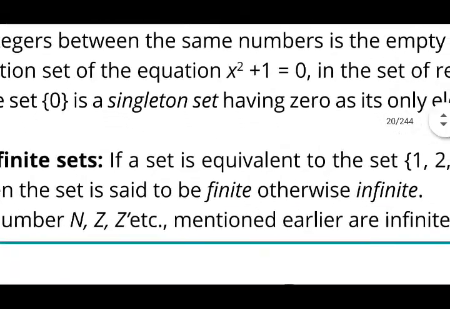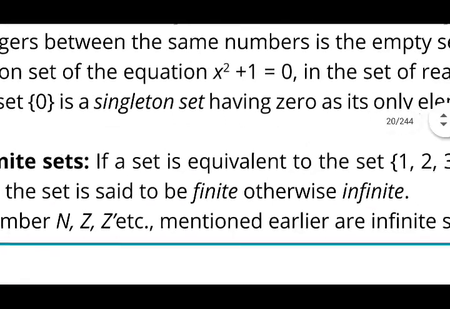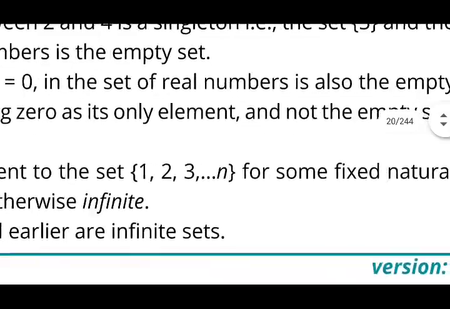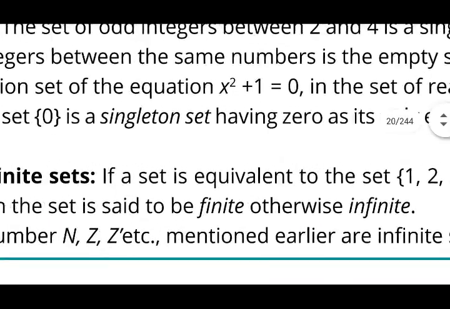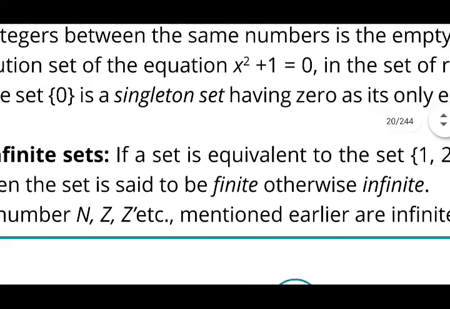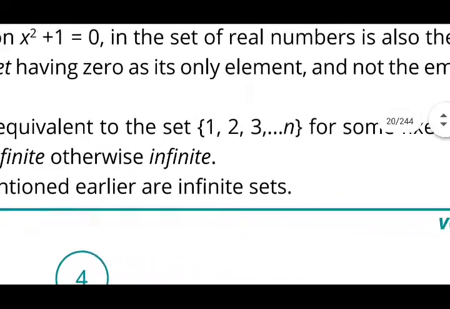Take the equation x squared plus 1 is equal to 0. If we solve this equation, we get a complex number which is not a real number. So it is also the empty set if we solve it for real numbers. Clearly the set {0} is a singleton set because it contains one element.